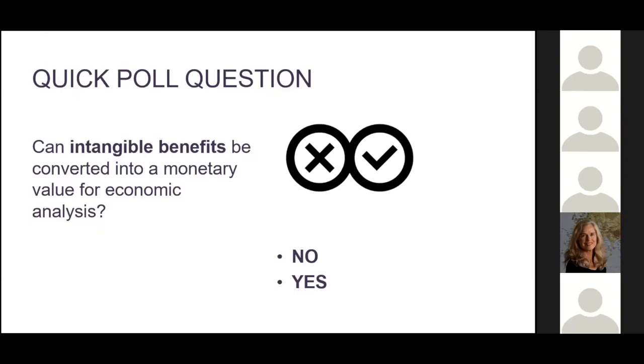But intangible benefits such as decreased stress, improved strength. These are things that, as Carol mentioned in the first presentation, are difficult to put a dollar value on. There's really no market for these sorts of benefits, so we don't have a dollar value that's easy to quote. So intangible benefits actually are those that cannot be converted to a monetary value for economic analysis. But I'm glad I asked because I want to be sure we're all on the same page.